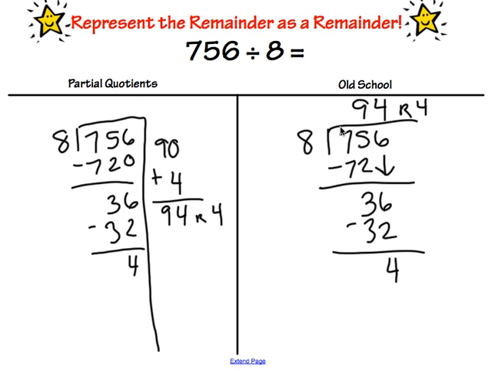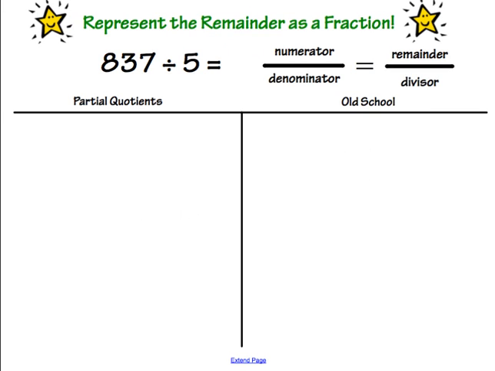Now we're going to move into 2 other ways that you could represent the remainder, as a fraction and as a decimal. Okay, representing the remainder as a fraction. There are 2 pieces of information that we're going to need to make that fraction. So our fraction is made up of a numerator and a denominator. In order to represent the remainder as a fraction, our numerator is going to become our remainder, and our denominator is going to be our divisor. And the divisor is that number that we divide by, the number on the outside of the division problem.